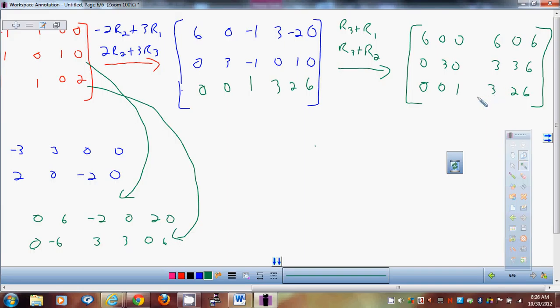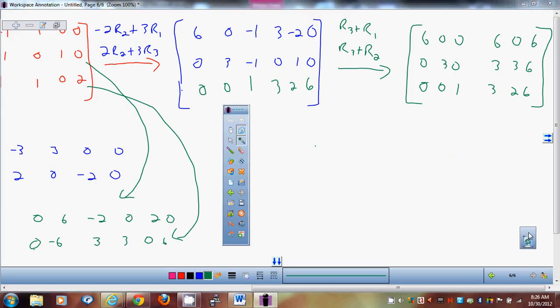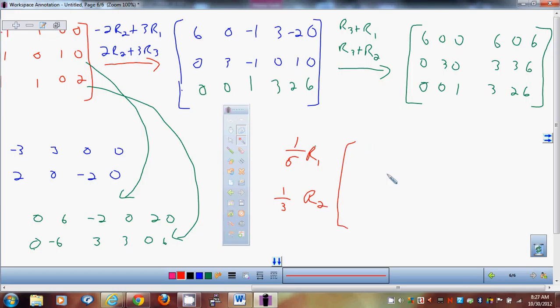What's the only thing I have left to do? Reduce. And how am I going to do that, Joey? Very nice. I'm going to take 1/6 the first row and 1/3 the second row, which will give me this. 1, 0, 0, 1, 0, 1, 0, 1, 0, 1, 1, 2, and 0, 0, 1, 3, 2, 6.